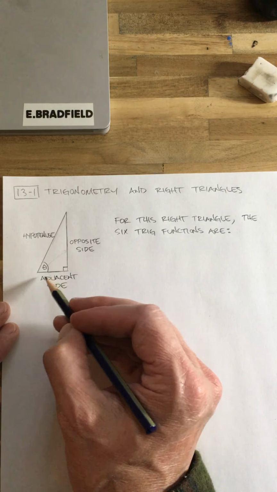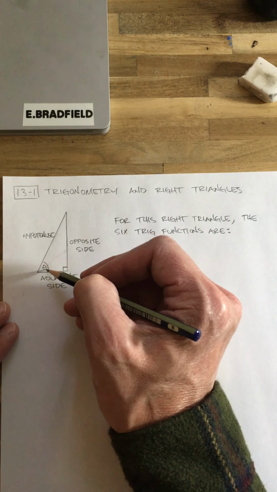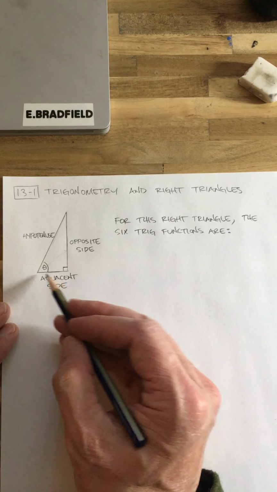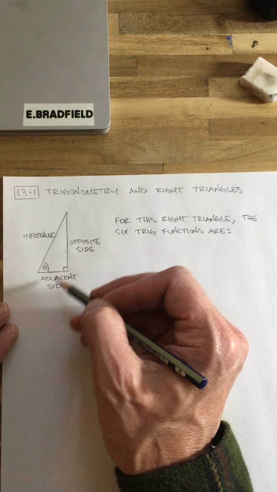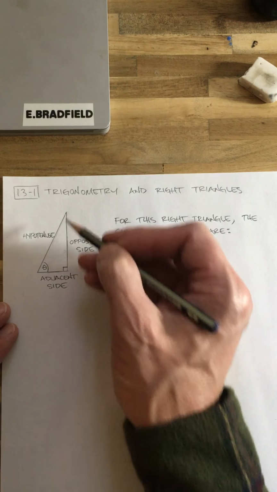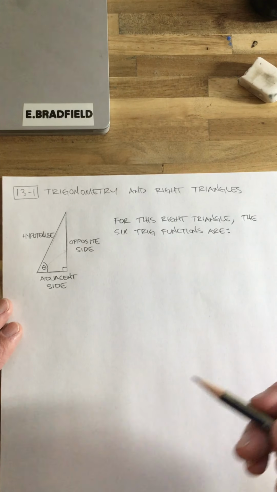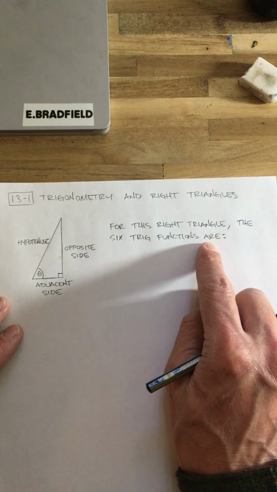And then we have the side that is adjacent to that angle. The hypotenuse is also adjacent to the angle, but we're going to call it the hypotenuse. And then we're going to call this side the adjacent side. These two sides are the legs of the right triangle, and then you have the hypotenuse. So two legs and a hypotenuse. All right, and what we're going to do is talk about the 6 trig functions.